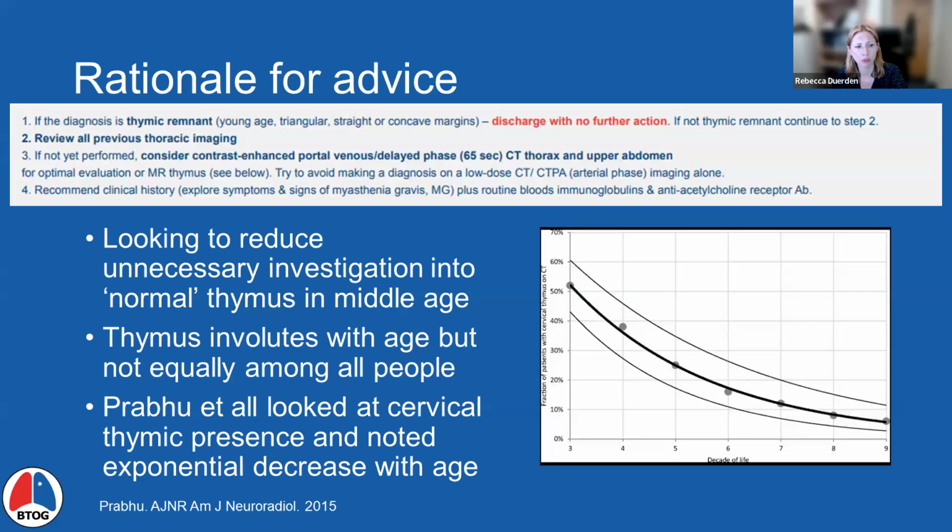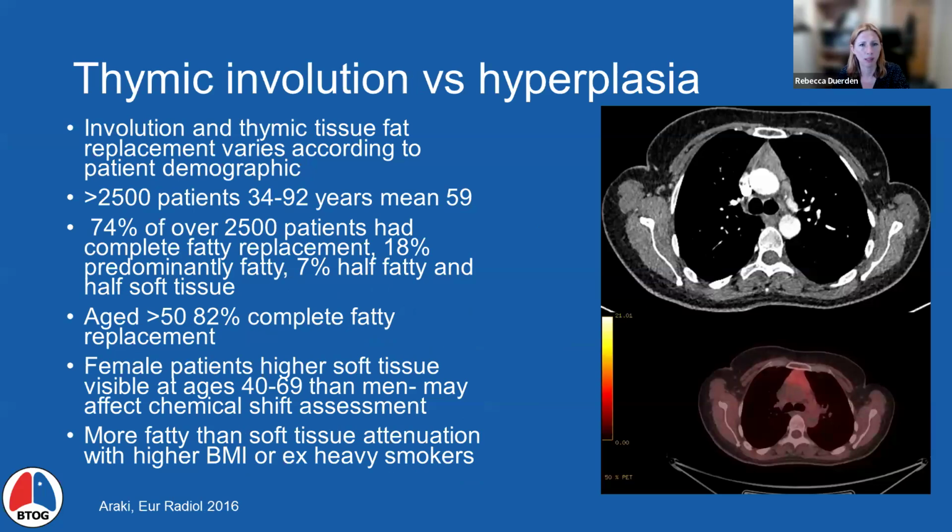And it's important to note that within the middle ages of life, most people have involution of the thymus. And this is normal, but if you look, there is a range, so therefore presence of thymic tissue may just be normal residual thymus tissue. How do we tell the difference between involution versus hyperplasia?